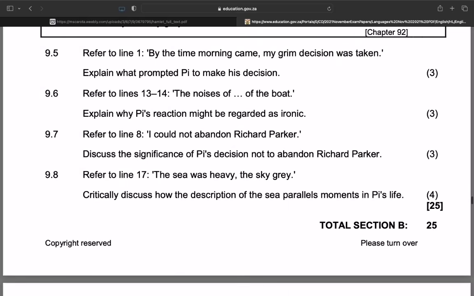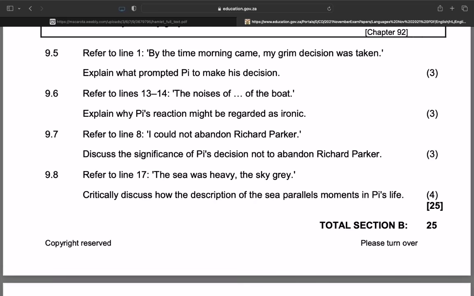9.5, refer to line 1. By the time morning came, my grim decision was taken. Explain what prompted Pi to make his decision. So here, it is the decision to leave the island, to leave the algae island. You need to read, guys. Some of you are not even familiar with the island. So Pi came across an island, and many of you argue it was an illusion, and that's fine. But Pi came across an island. You need to know these things. So explain what made him leave the island.